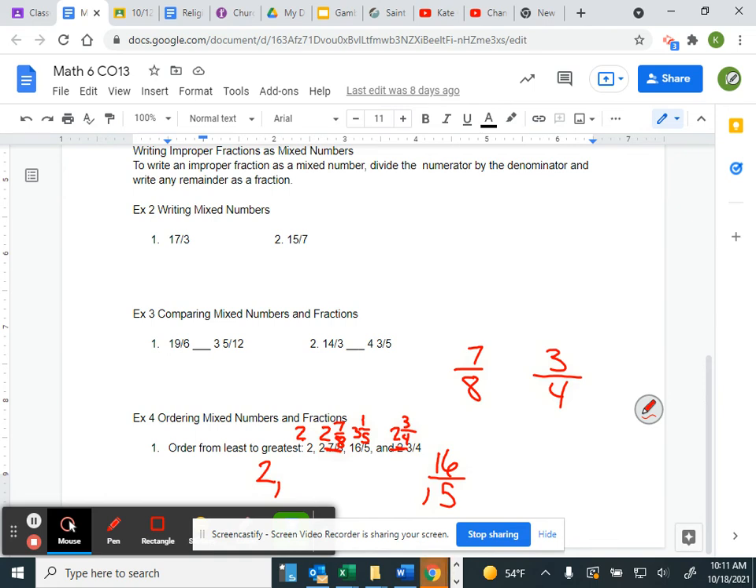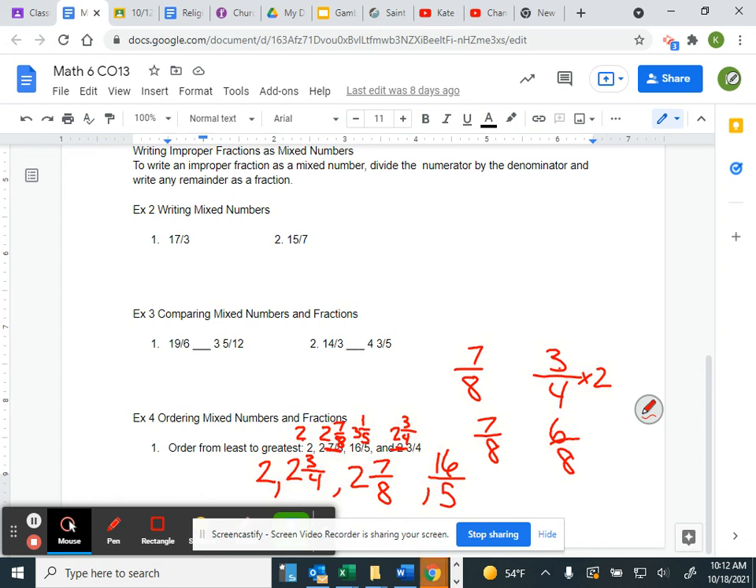So between 7/8 and 3/4, we know that 8 is our common denominator. To go from 4 to 8, we multiply by a 2. 3 times 2 is 6. Which one would be our second least greatest value? 2 7/8 or 2 3/4? 2 3/4. 2 3/4 because that 6/8 is smaller than 7/8.